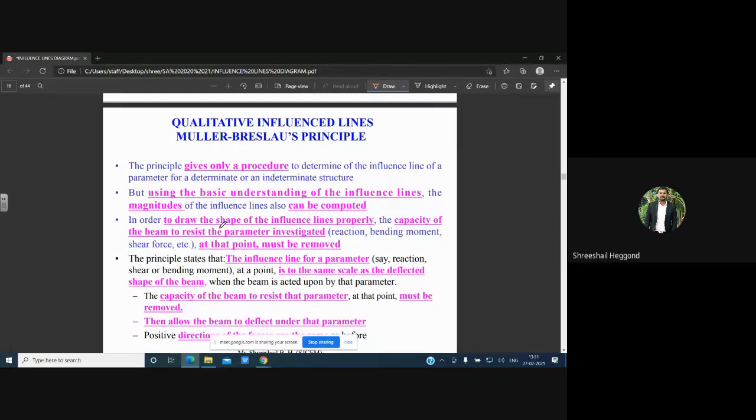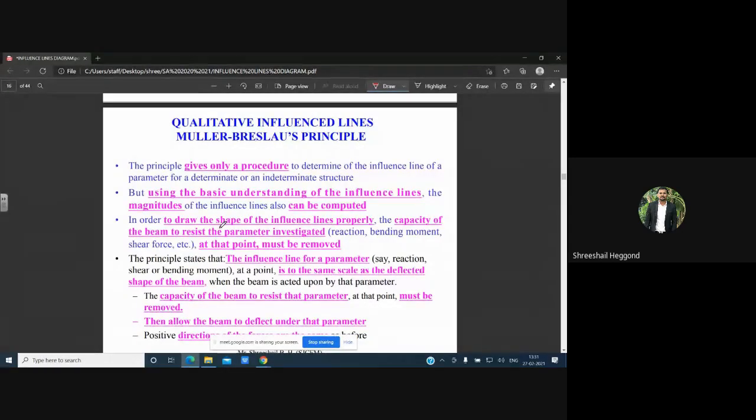At that point must be removed, and which will be used for calculating or the analysis of our actual moments as well as shear force and reactions. But basically, you should know reaction, bending moment, and shear force diagrams for unit loads. The principle states that the influence line for a parameter, say a reaction, shear, and bending moments, that we have just now discussed how to draw reaction diagram, shear force diagram, and bending moment diagram.